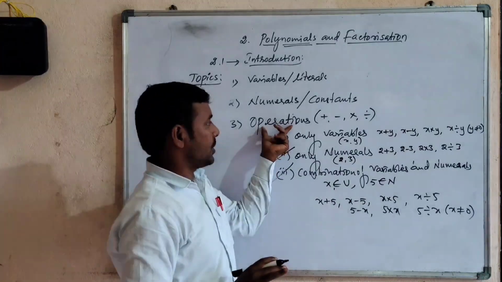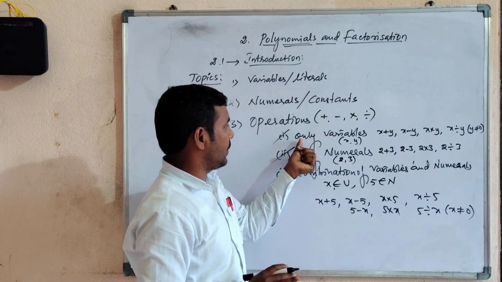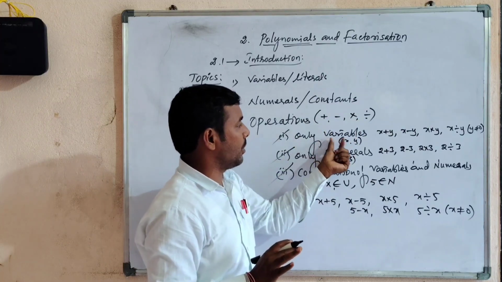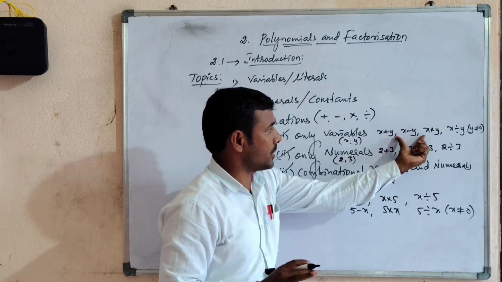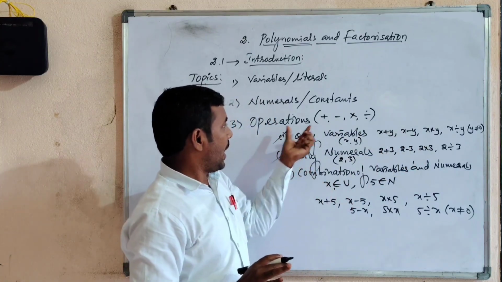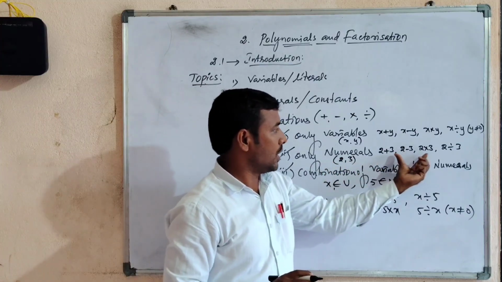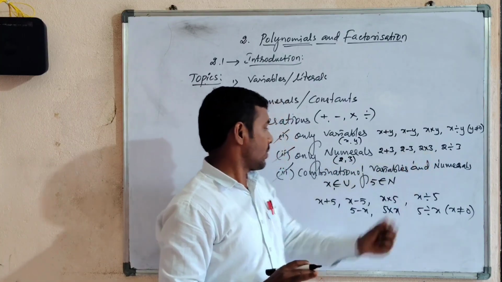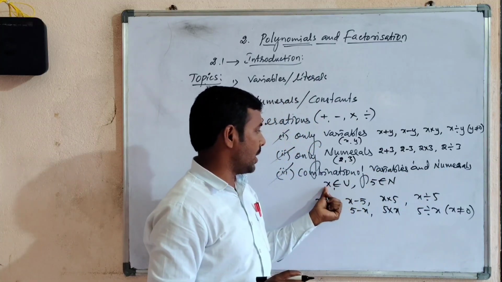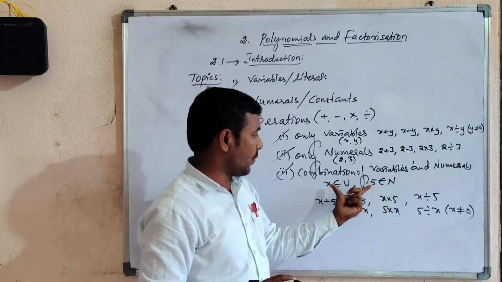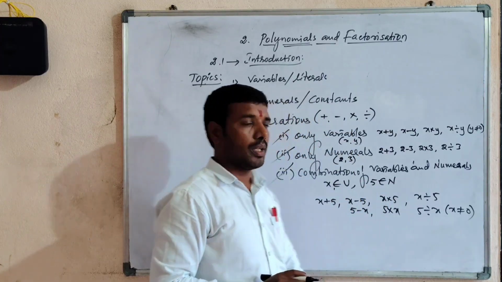The title is operations: plus, minus, into, division. Those are connected to only variables, x and y. I got 4. And those 4 operations are connected with the numerals. Observe carefully, I got 4 more. Now the combination of variable side x and numeral side 5, when connected with operations, I got all these things.